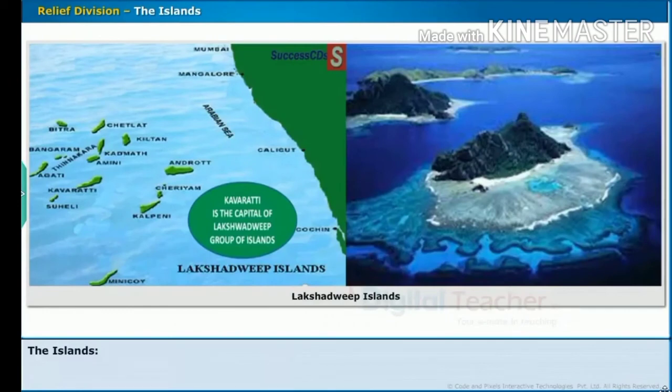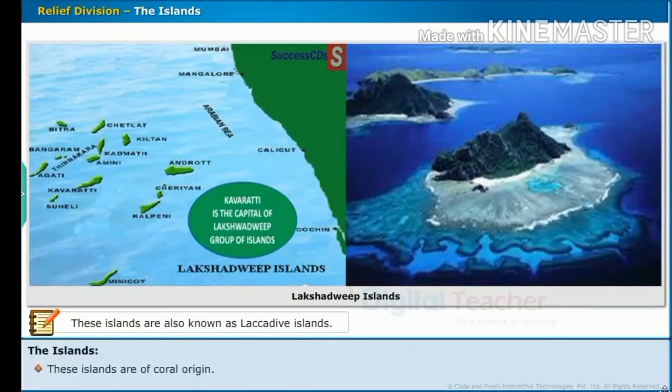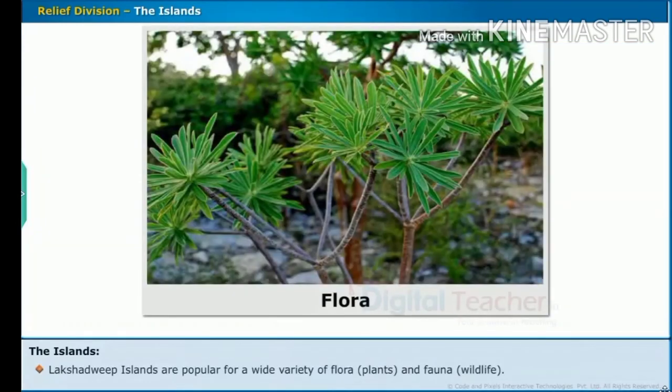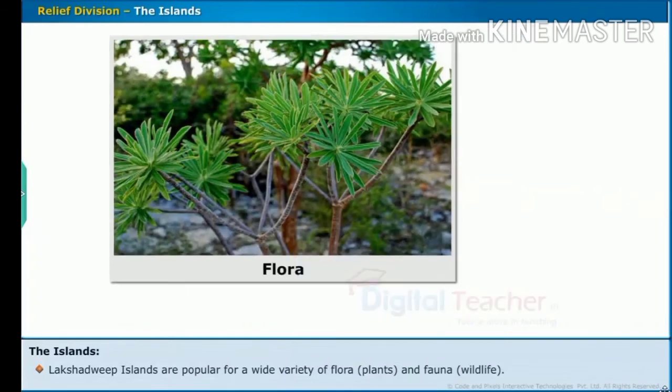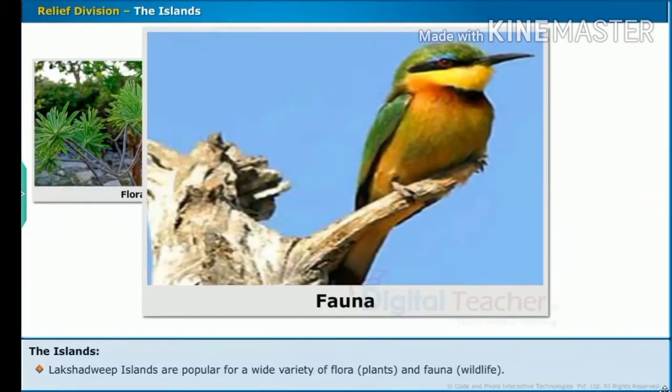Lakshadweep Islands. These islands are of coral origin. The total geographical area covered by these islands is 32 square kilometers. Lakshadweep Islands are popular for a wide variety of flora, plants and fauna wildlife.